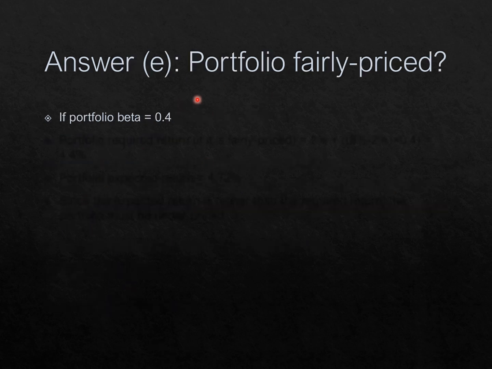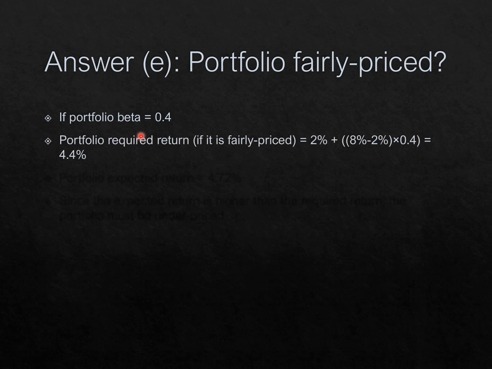We move on to the next question. We try and answer the fifth question. The question is whether the portfolio is fairly priced. Now if the portfolio beta is given as 0.4, then the portfolio required return, if it is fairly priced based on CAPM, is given by this formula: 2% is the risk-free rate plus 8%, the market return, minus 2%, the risk-free rate, multiplied by the beta for the portfolio. If the beta is 0.4, then it will become 4.4%. This is the portfolio required return.